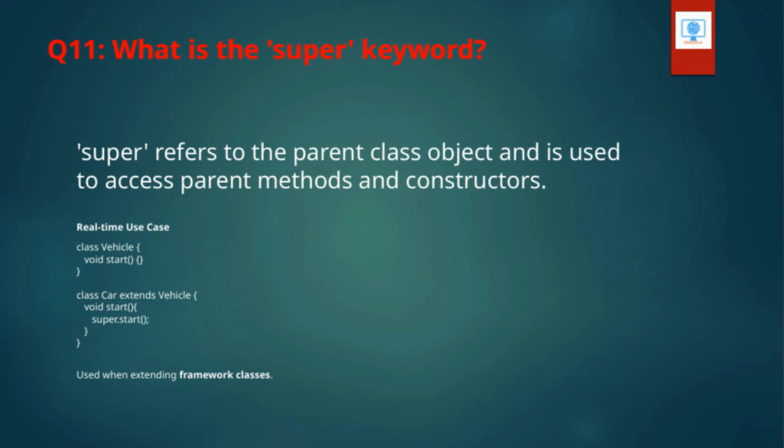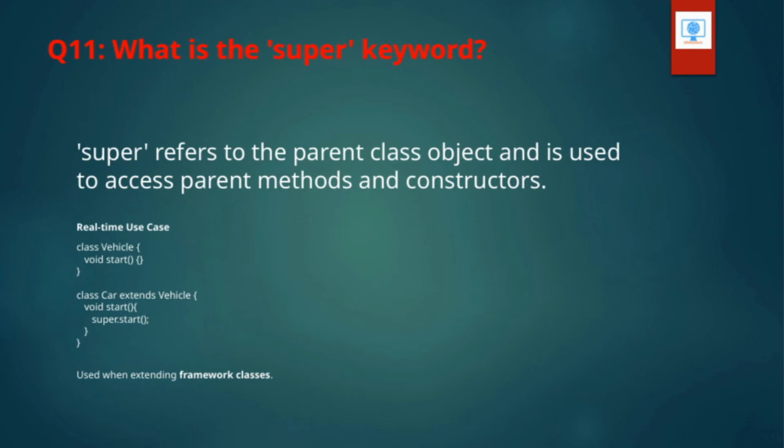For example, consider a real-time use case with a class Vehicle that has a start method. Now, if we create a subclass like Car that extends Vehicle, and inside Car's start method, we want to ensure that the Vehicle's start gets called as well. That's where super.start() comes into play. It lets us call the parent class's start method directly from the subclass.